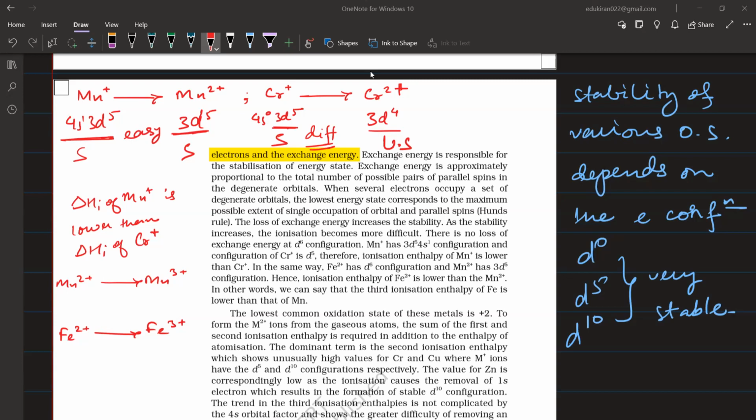How many of you are having difficulty in writing the electronic configuration? Please raise your hand if you're having difficulty in writing the electronic configuration. Nobody is having any? Donna, tell me what is the electronic configuration of Mn2+? Please turn your mic on and tell me.